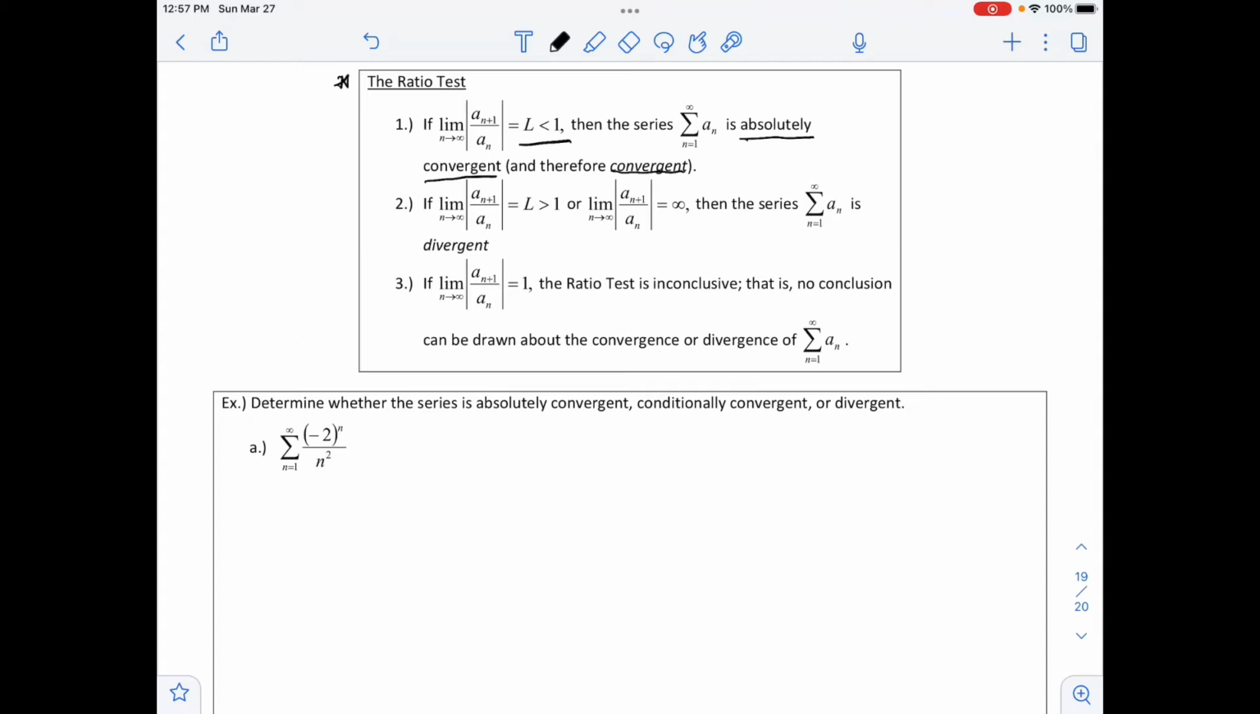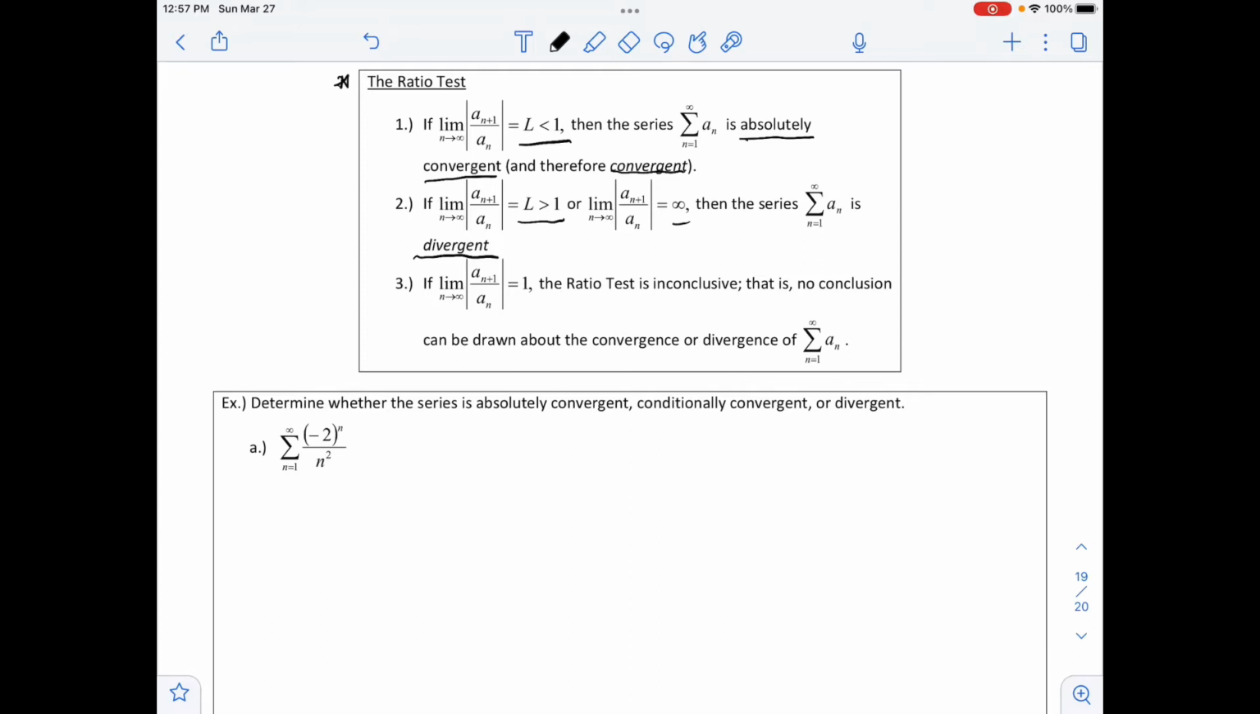Number 2 says that if we have the limit as n approaches infinity of the absolute value of a sub n plus 1 over a sub n is equal to L, and this time L is greater than 1, or if the limit as n approaches infinity of the absolute value of a sub n plus 1 over a sub n equals infinity, then the series from n equals 1 to infinity of a sub n is going to be divergent.